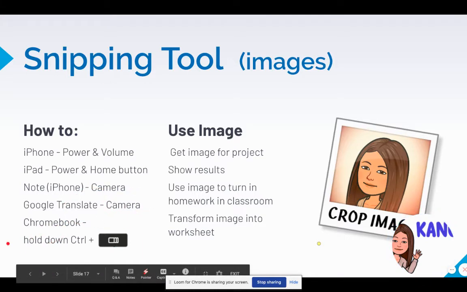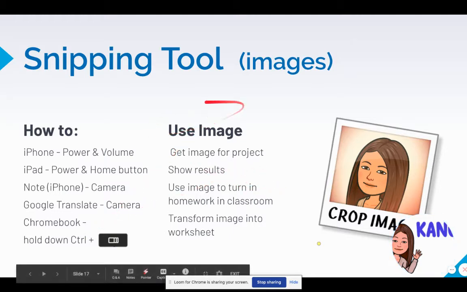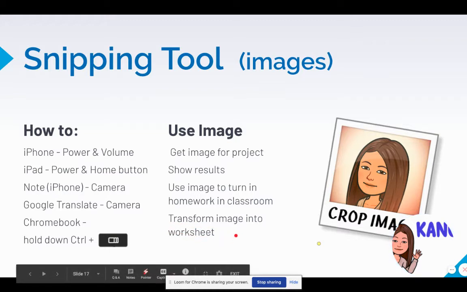And for the Chromebook, we hold down the control button with another button to crop an image. And by using the cropped image, we can turn it in for a project, make a PowerPoint, or show your homework when you are writing by hand. So handwriting, drawing, handwritten math problems, you use this snipping tool to turn in to the classroom. And we can take the PDF files or images and make them into live worksheets.